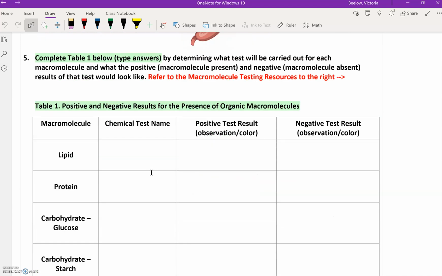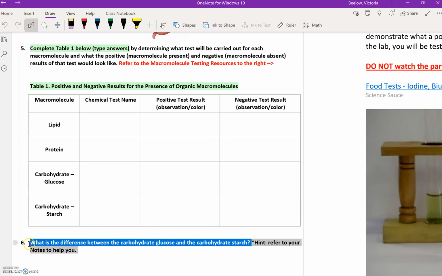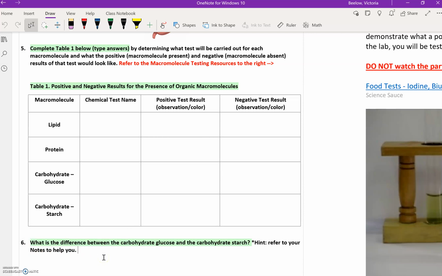Next, you are going to complete this table here. And then you also have question 6, which I'll get to in a second. This table is going to help us with the lab, and it's going to help us figure out what test we are going to use to test for certain macromolecules. There are 4 different types of tests that you're going to learn about. There's one for lipids, one for proteins, and then 2 for carbohydrates: 1 for glucose, and 1 for starch. And in question 6, make sure you distinguish between carbohydrates, glucose, and the carbohydrate starch.